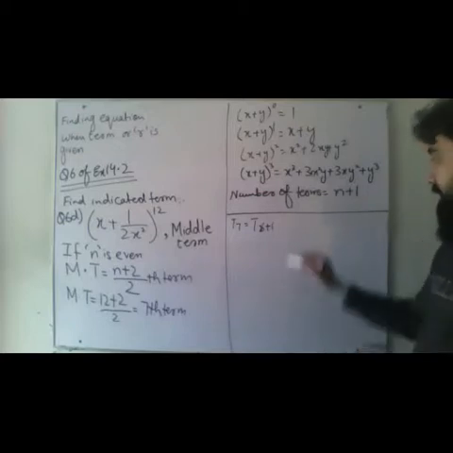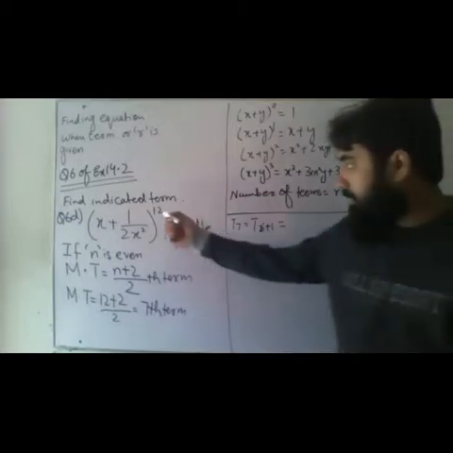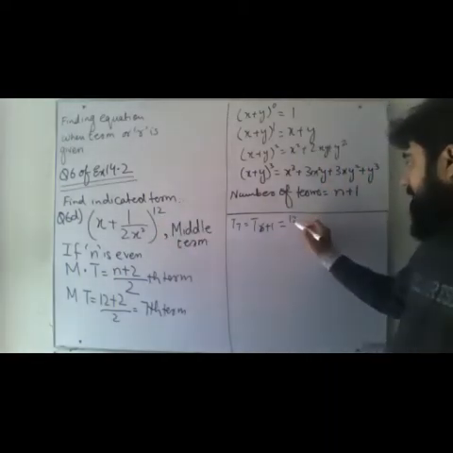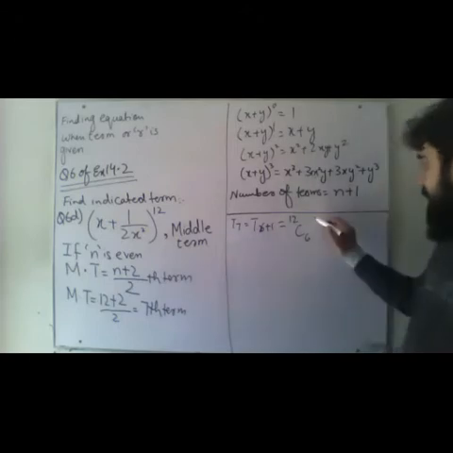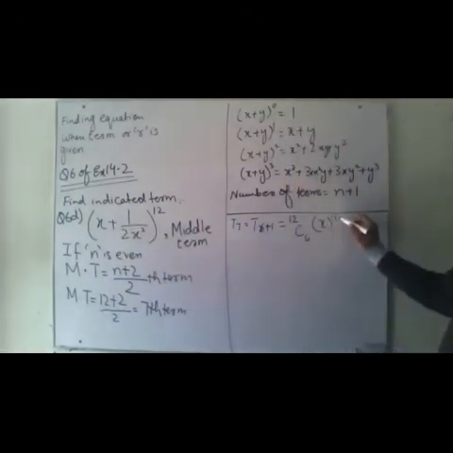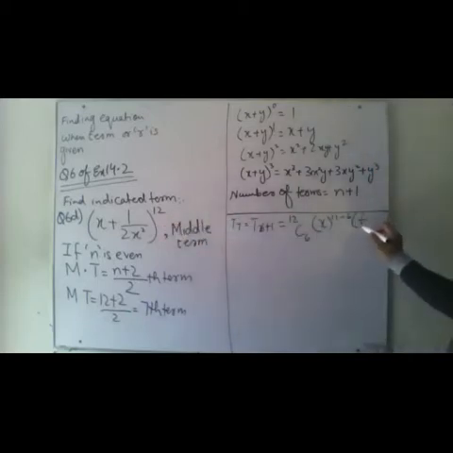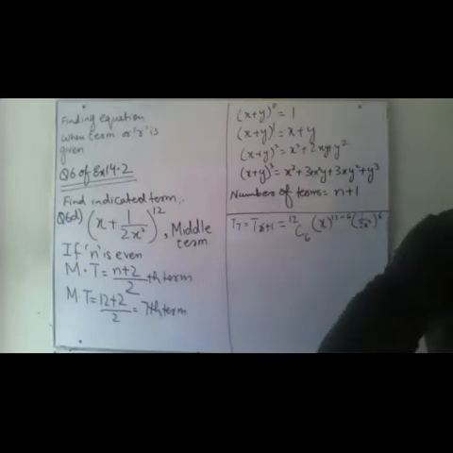If I'm writing it in terms of r, we know the formula nCr. 12C, r is coming 6, then a. What is a given? x given, 12 minus 6, and then 1 over 2x square whole power 6. Okay.